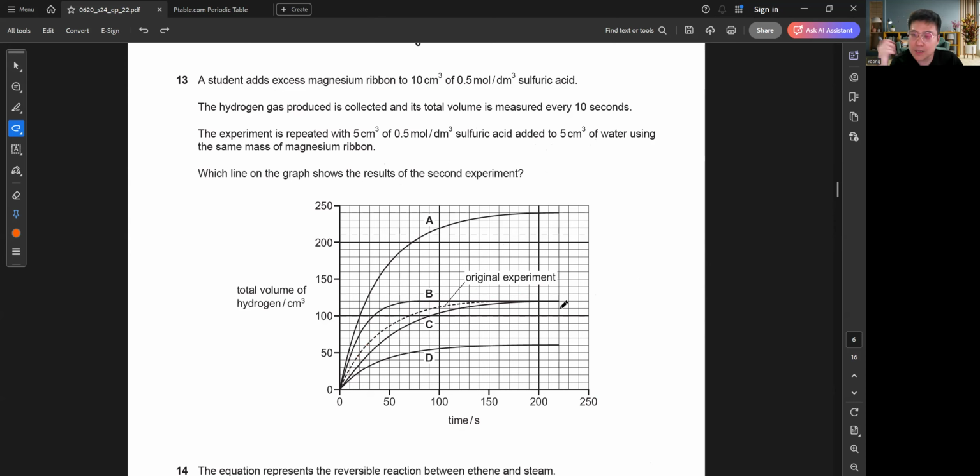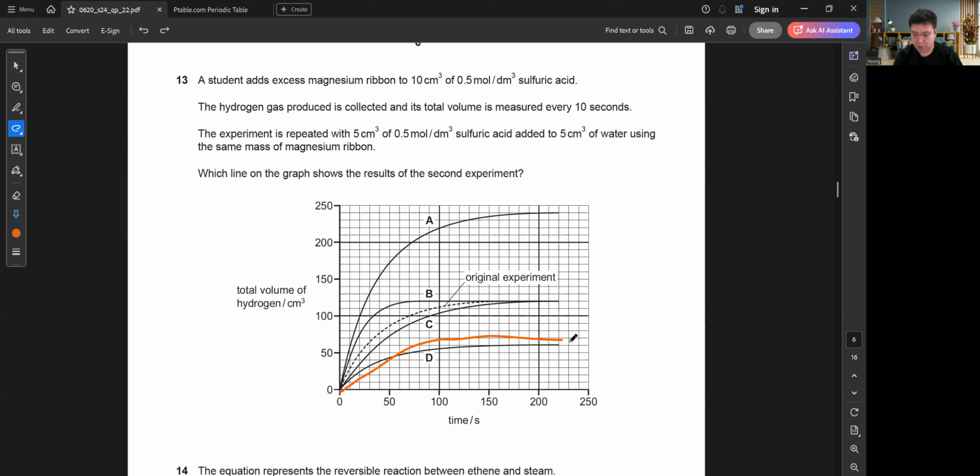So when our volume is halved, the concentration decides how fast they react. Since the concentration is the same, the curve going up should be the same. So it shouldn't be C, because they reach the final endpoint at the same time. However, this one is slower. We can see that the curve is slower, so that doesn't make sense.